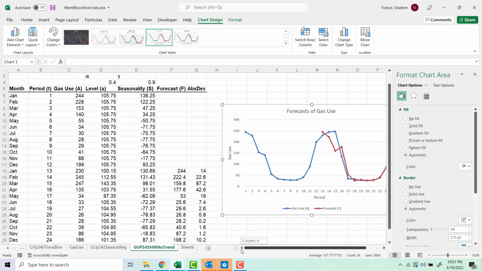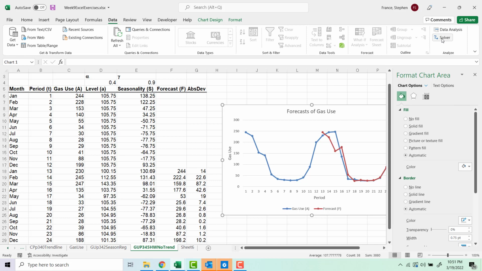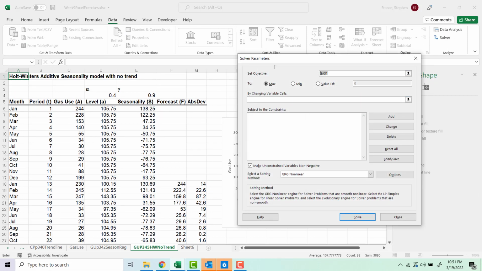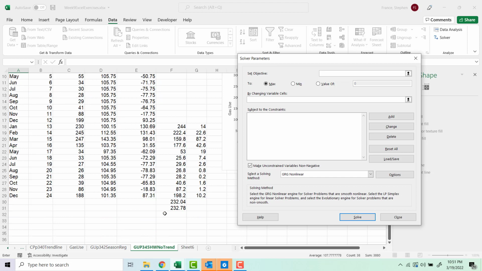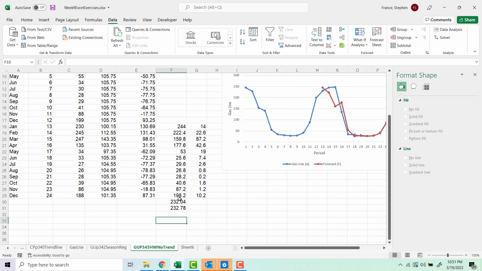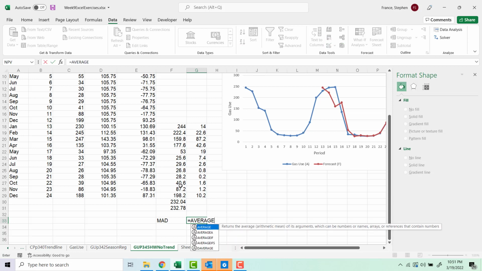Okay, now let's optimize this. So what we want to do is go to data, solver, and we want to minimize the mean absolute error. So we'll do the MAD, mean absolute deviation, and that's just going to be the average of all of these errors.